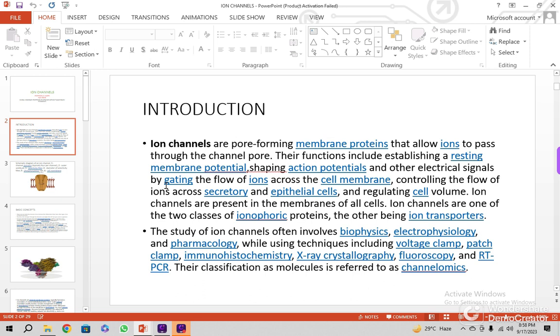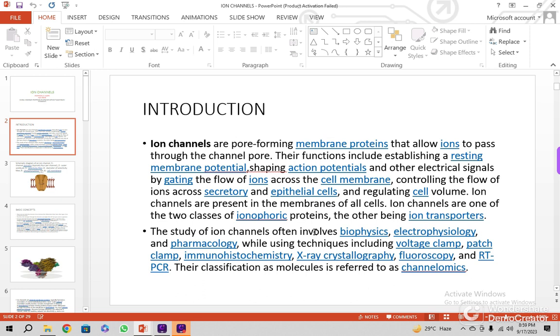Now, this is the concept of the gate. It means that it shuts down after the action because you do not need it now. They also control the flow of ions across secretory and epithelial cells, and regulate cell volume. Ion channels are present in the membranes of all cells. Remember, membranes of all cells.